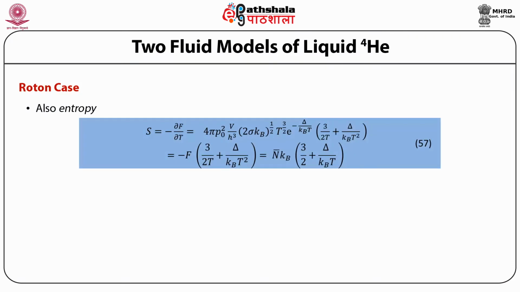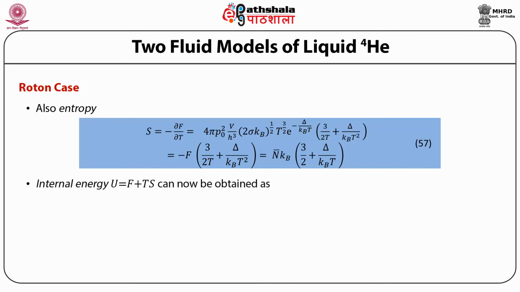partial F upon partial T, where F is Helmholtz free energy, which is equal to 4 pi p naught square V upon h cube into (2 sigma kB) raised to power half T raised to power 3 by 2 e raised to power minus delta upon kBT multiplied by (3 upon 2T plus delta upon kBT square), which is equal to minus F times (3 by 2T plus delta upon kBT square), which is equal to n bar kB multiplied by (3 by 2 plus delta by kBT).